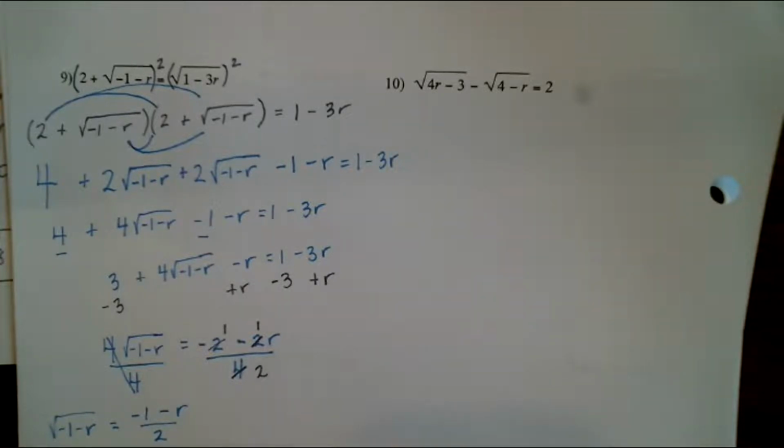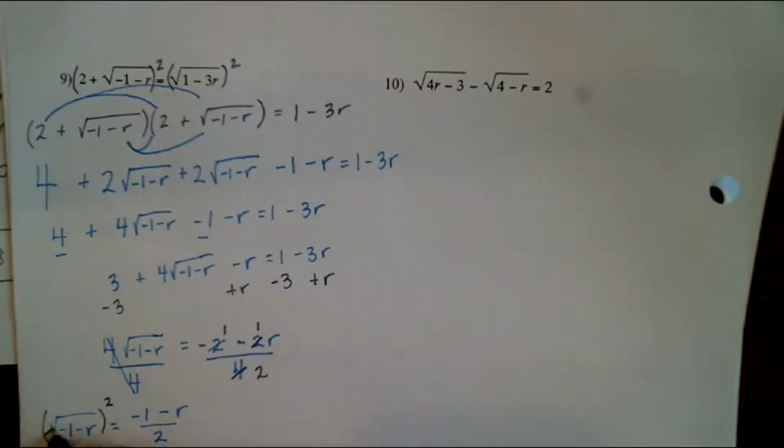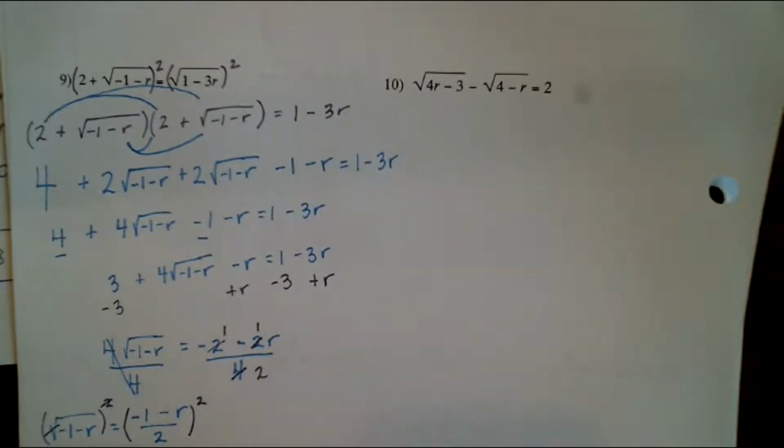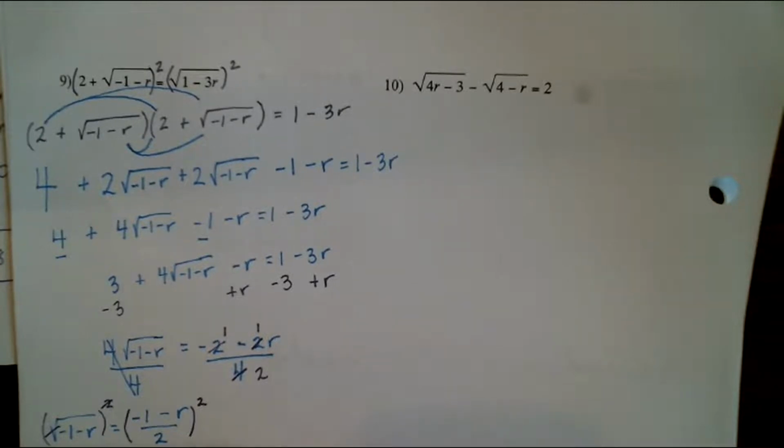I would square both sides here. Yeah, that's where I would go next. Square both sides. That would leave me at negative 1 minus r is equal to... Now, don't get this messed up. This square has to go to the top and the bottom. So it has to look like this. Negative 1 minus r squared over 2 squared.